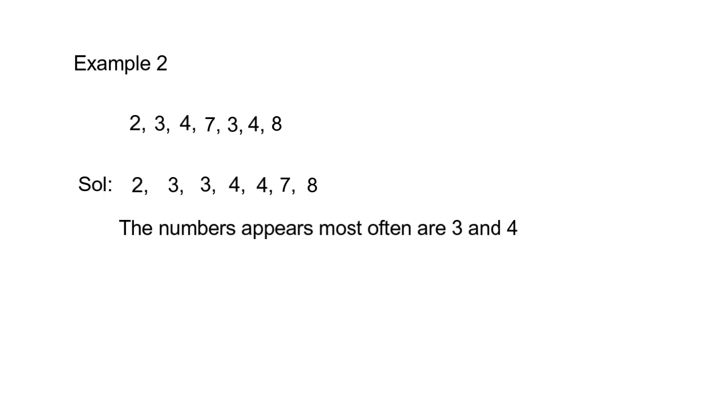Let's take another example. Here, the numbers are 2, 3, 4, 7, 3, 4, 8. So to find the mode, we'll arrange the numbers from lowest to highest. So we get 2, 3, 3, 4, 4, 7, 8. Here, the numbers that appear most often are 3 and 4, that is two 3s and two 4s. So, the mode will be 3 and 4.